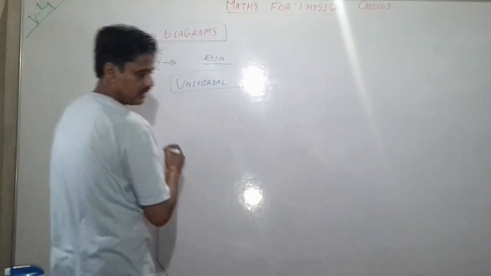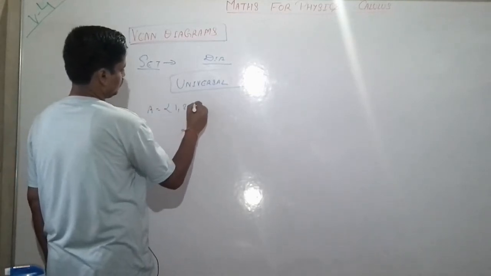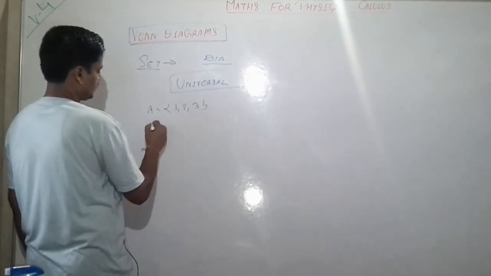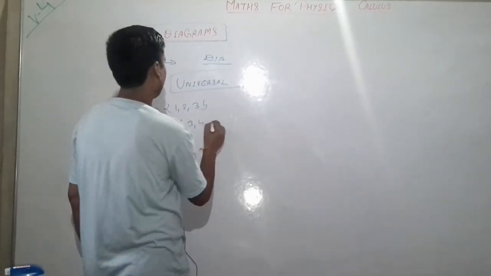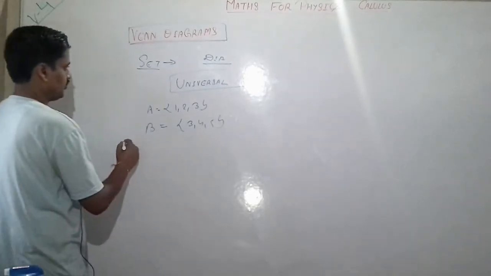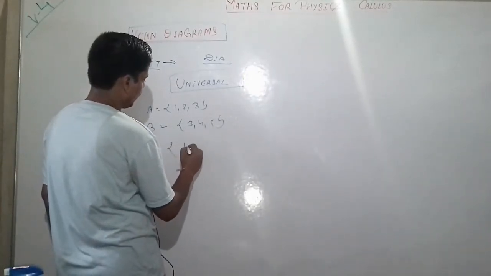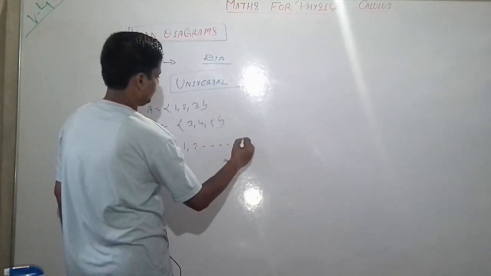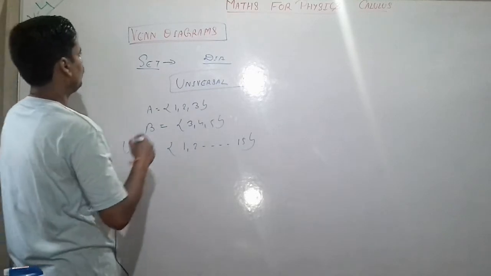So suppose A is equal to {1, 2, 3}, B is equal to {3, 4, 5}, and suppose universal set or superset is 1 to 15. So how we can represent this through Venn diagram?